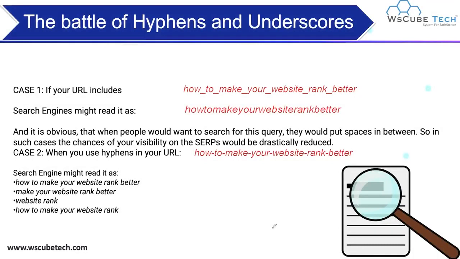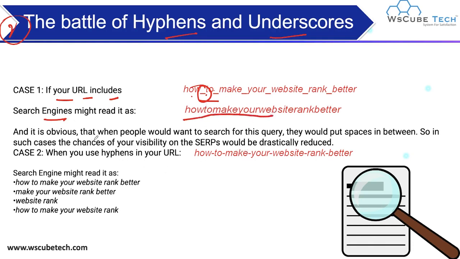After this, next we have the battle of hyphens and underscores. Google always prefers hyphens over underscores. When it comes to URL structure, its bots are not programmed to treat underscores as word separators. So underscores are neither SEO friendly nor user friendly. Let's look at the example. If you are using underscores, like how_to_make in your URL, in that case your search engine reads it as howtomake, without any spacing.